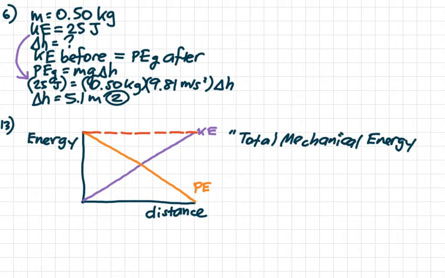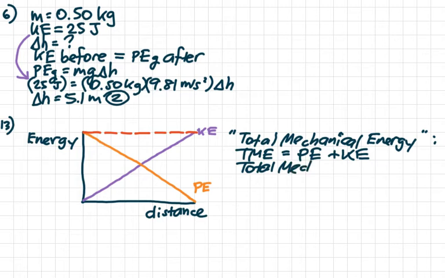Total mechanical energy is equal to the sum of the potential energy plus the kinetic energy. And we say if there's no friction, the total mechanical energy is conserved.